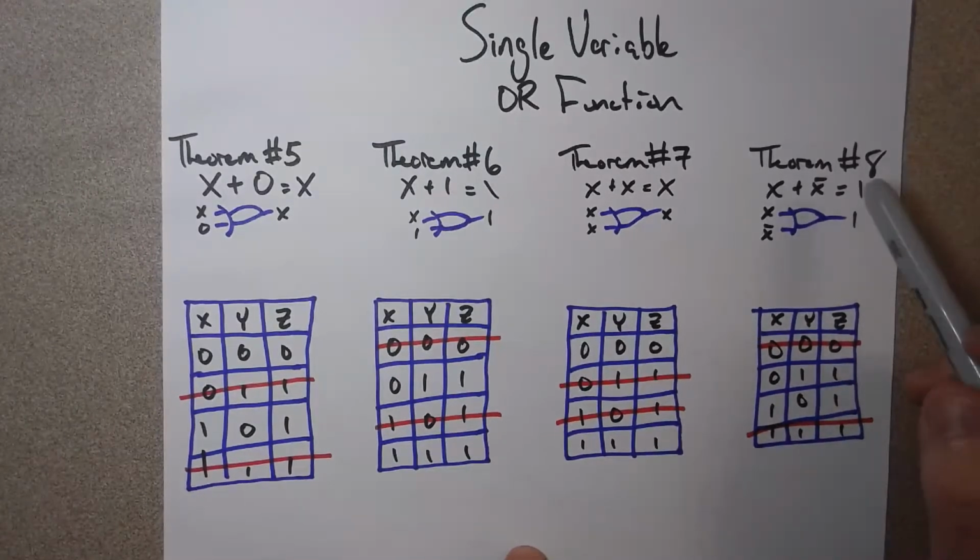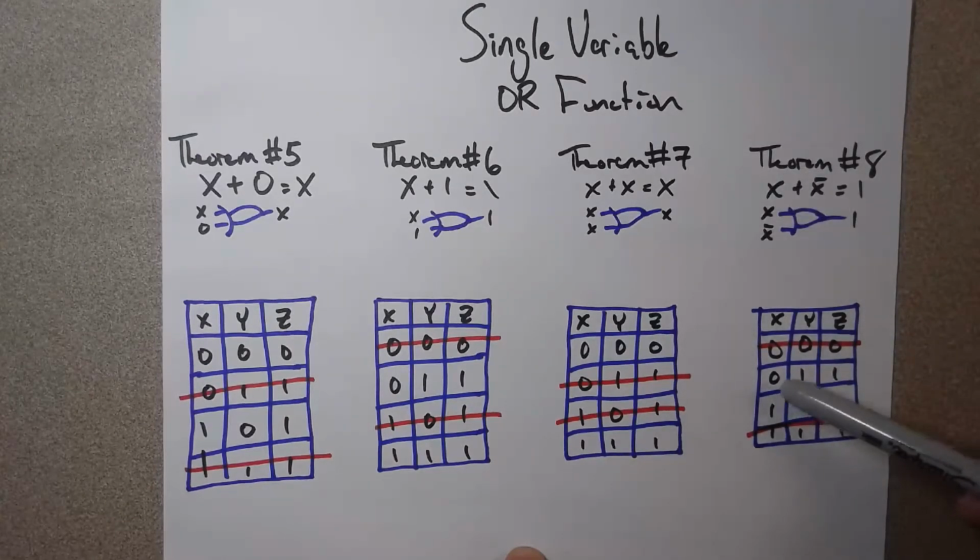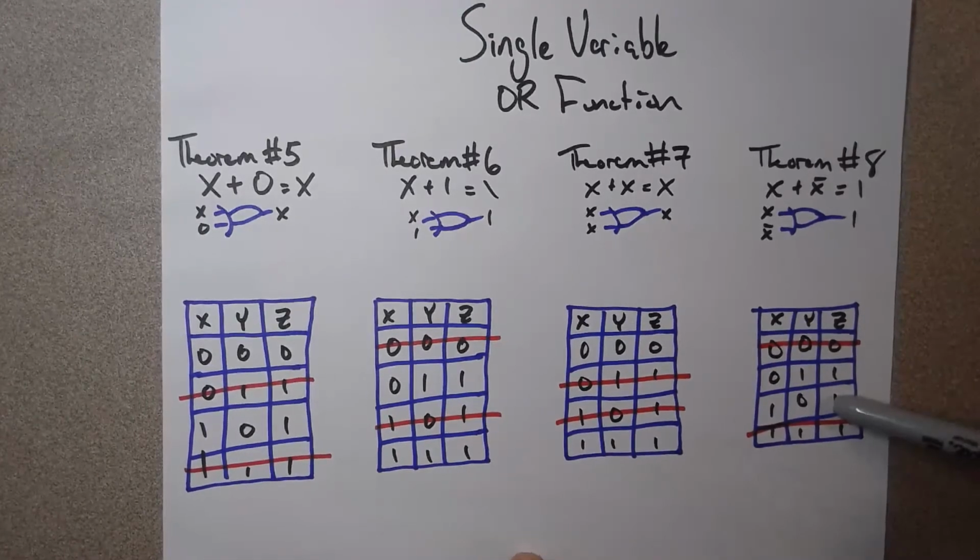Theorem number 8 states that x or not x is going to be equal to 1, right? So if x is 0, that means not x is going to be 1, and since this is an OR function, it's equal to 1. If x is 1, it means not x is 0, but that doesn't matter because it's an OR function. If x is 1, the output is 1.